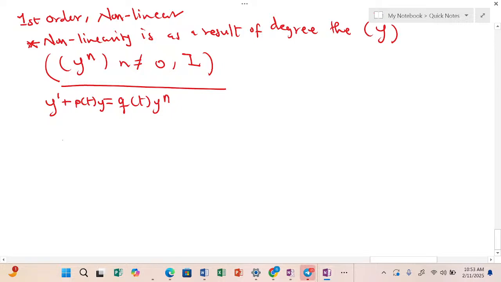Bernoulli says that when you have such a differential equation, what you do is to divide through by y to the power n. So that's what we do in the first place. After dividing through by y to the power n, we effect a substitution, that's z. Let's say z is equal to a power of y. All right, let me take an example so that we can appreciate that better.